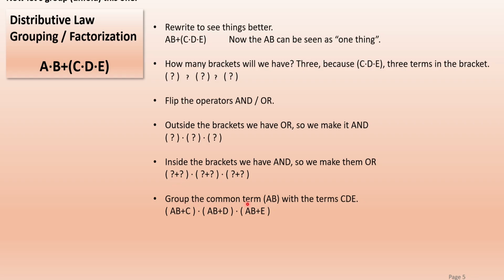Group the common term AB, that common thing, with the other terms, C, D, E. So we have that thing with C, we have that thing with D, and we have that thing with E. Here's that thing with C, here's that thing with D, and here's that thing with E. All right? And we know that that thing is A and B. So we could end up with something like this. And if that serves our purpose, then this is where we would stop.